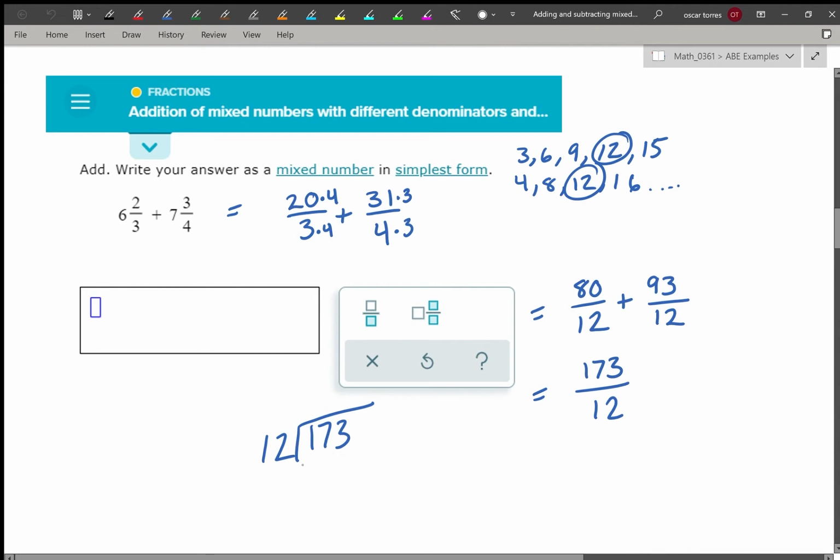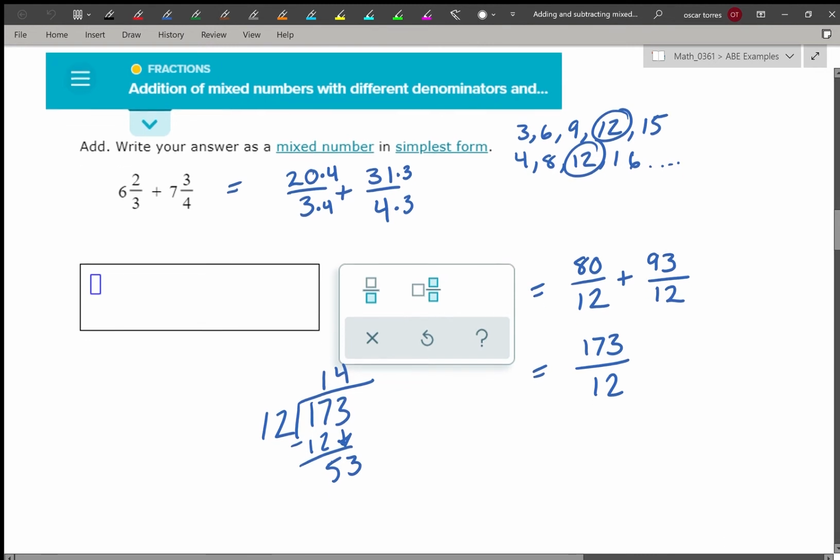So how many times does 12 go into 17? Well, the 12 goes into 17 completely one time. So 12 times 1 is 12, and we subtract that from 17. We get a 5 as that remainder. Now we bring down the 3 and we repeat the process. How many times does 12 go into 53? Well, it goes into 53 4 times.